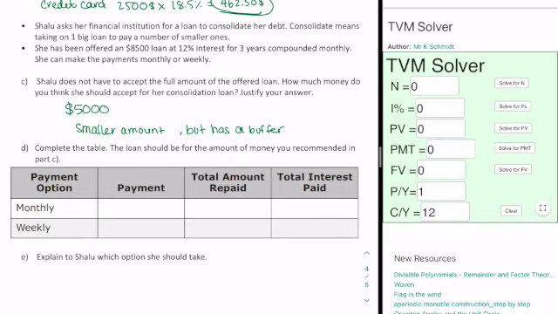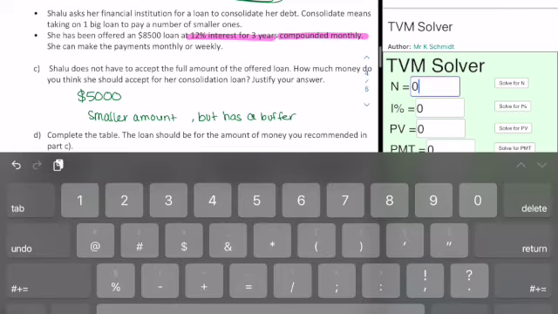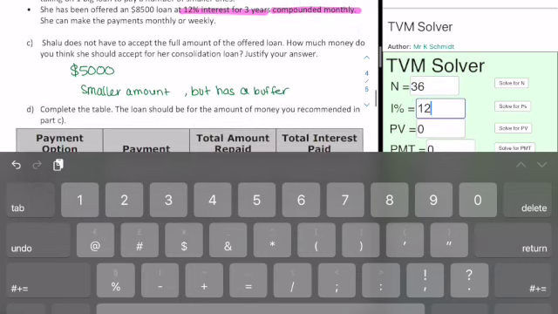Finally, here we're going to put this information into the TVM solver. So we had 12% interest for 3 years, compounded monthly. And so we're going to calculate this for monthly payment as well as weekly. So if it's monthly, it's going to be 3 times 12 is 36 payments. So 36 over here. The interest is 12%. Not 0, 12.